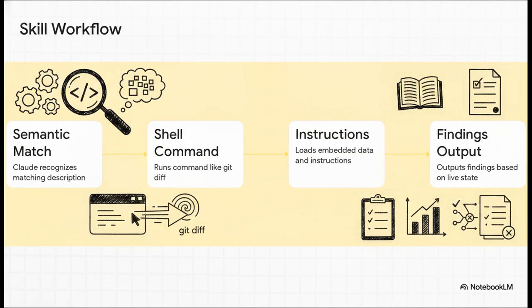Step 1. The skill's description mentions code reviews and pull requests, so Claude immediately recognizes that semantic match. Step 2. Before Claude even reads the rest of your instructions, the skill automatically fires off a shell command, in this case, running a git diff. Step 3. The output of that command gets injected directly into the skill content, right alongside your plain English instructions. And finally, Step 4. Claude analyzes it all and outputs your findings, neatly grouped by severity, based on the live state of your branch. It's completely seamless.